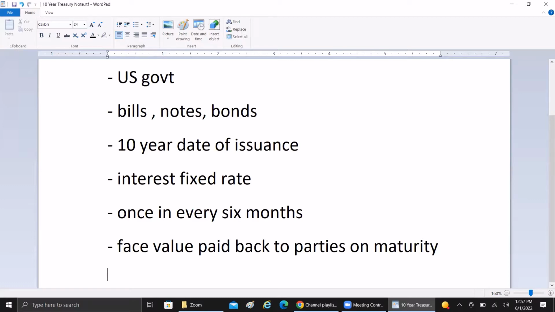So we have discussed the difference between bills, notes, and bonds, and how important a role this 10-year treasury note plays in the debt obligations made by the US government. Hope you all got some idea of what this 10-year treasury note is all about.